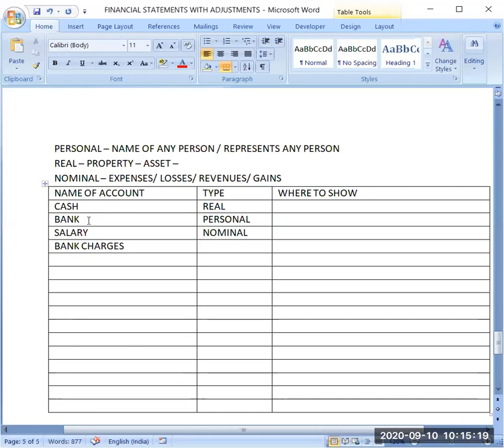Bank charges. Very good. Yes. It is a nominal account. It is your expense. Now the next account is outstanding salary.